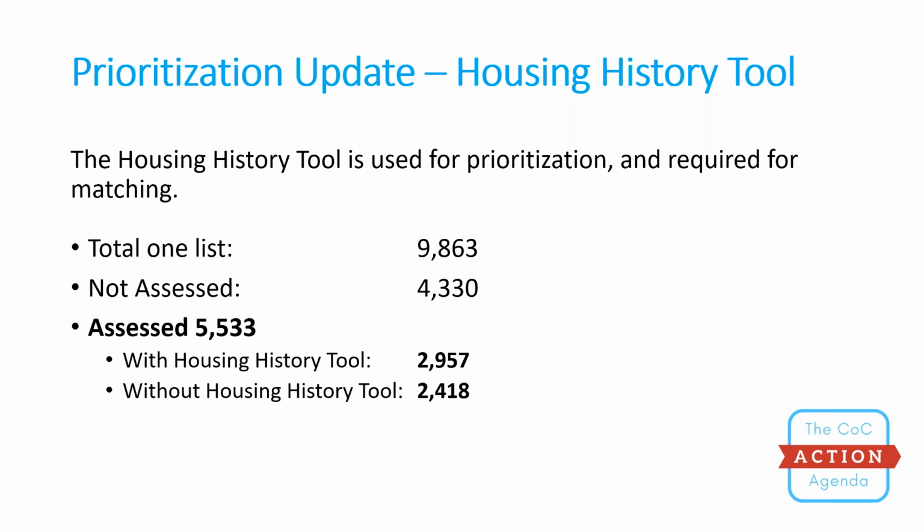And many of you know the housing history tool is required because we implemented that prioritization in March. This is what we're using for length of time homeless, and since that's what we're using, we needed a tool, and this is what it is. So we've got about half the people who are assessed that have the update that is needed to be matched. You can go to the next slide.